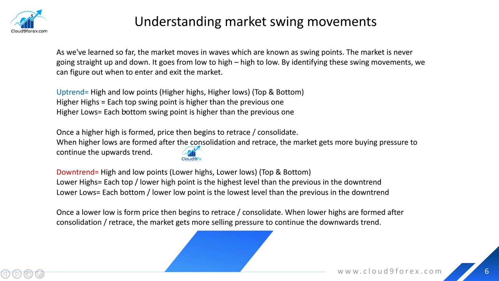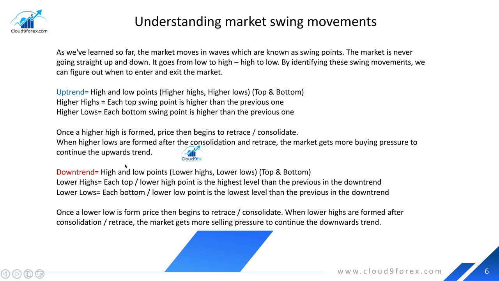Higher highs equals each top swing point is higher than the previous one. I just went over that. And then higher lows, each bottom swing point is higher than the previous one. Once a higher high is formed, price then begins to retrace and consolidate, which is a pullback. When higher lows are formed after the consolidation and retrace, the market gets more buying pressure to continue the upwards trend.